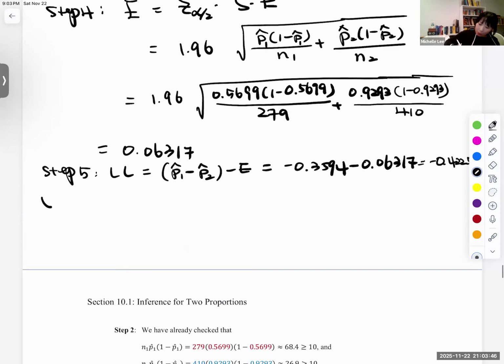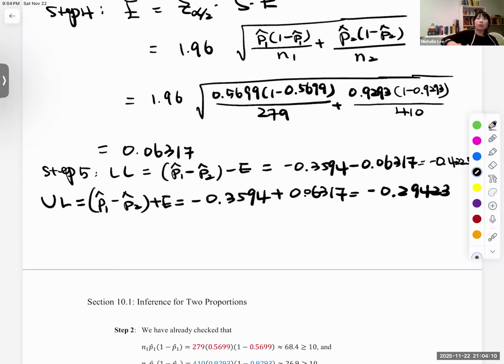Okay, how about the upper limit? Same thing, with the addition of the margin of error, right? So negative 0.3594 plus 0.06317. So it's a negative 0.29423, right? Okay. Interpretation.